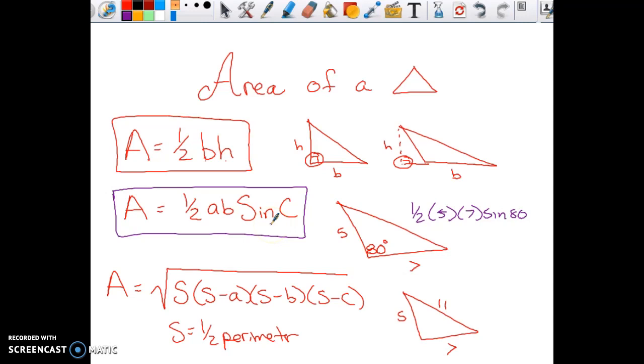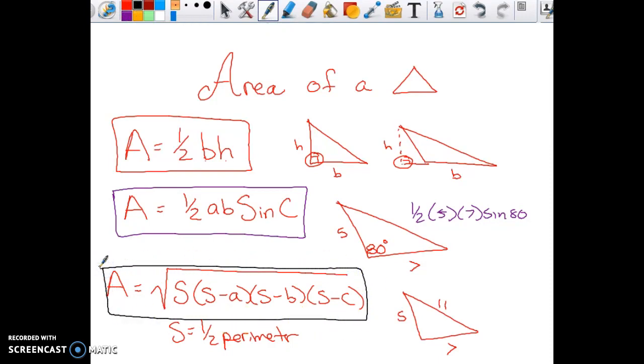The last one is called Heron's formula, and this is also for area of a triangle, but it's using a new variable called S, and S is half of the perimeter. So perimeter is when you add up all three sides, and then you're going to take that and multiply it by the difference between S and each of the sides, and take the square root of the whole answer.